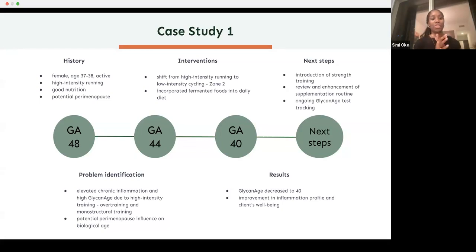This is the history of a 37-year-old female who is active, doing a lot of high intensity running, has relatively good nutrition, but is potentially going through perimenopause. Her GlycanAge was 48, so 10 years above her chronological age. This really highlights the point about priming your patient before they get the results, so they understand this is a changeable result, not a fixed thing. In the consultation, the problem identified was elevated chronic inflammation and a high GlycanAge, likely due to high intensity training and overtraining.